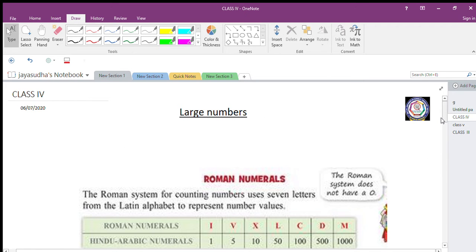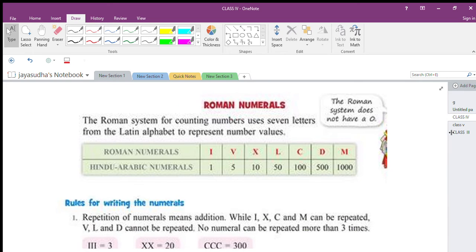Listen children, now we are going to learn about Roman numbers. What is that? Roman numbers. Already you know how to write 1, 2, 3, 4 in Roman numbers. Already you know very well. Now, above 10, you have to learn in this year.